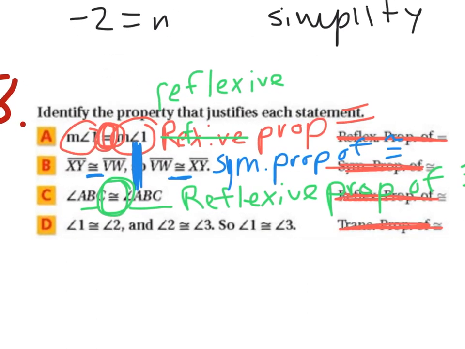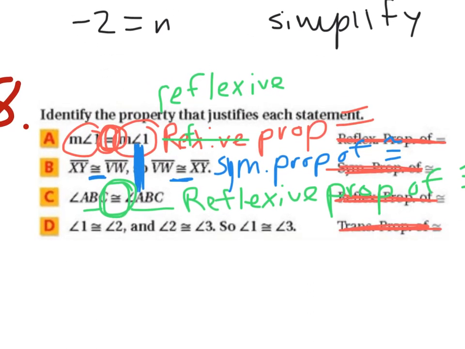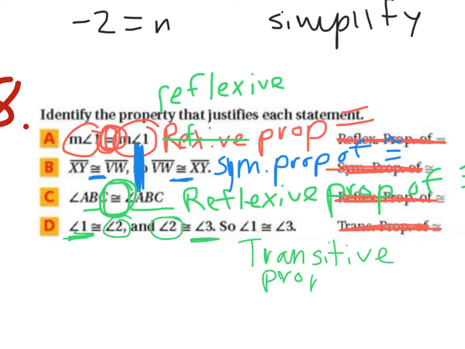And now we have angle 1 is congruent to angle 2, and angle 2 is congruent to angle 3, so angle 1 is congruent to angle 3. So we have two that are the exact same, and then we just took one of them and set it equal to the other, so this is transitive. And it's dealing with congruent signs, so transitive property of congruence.